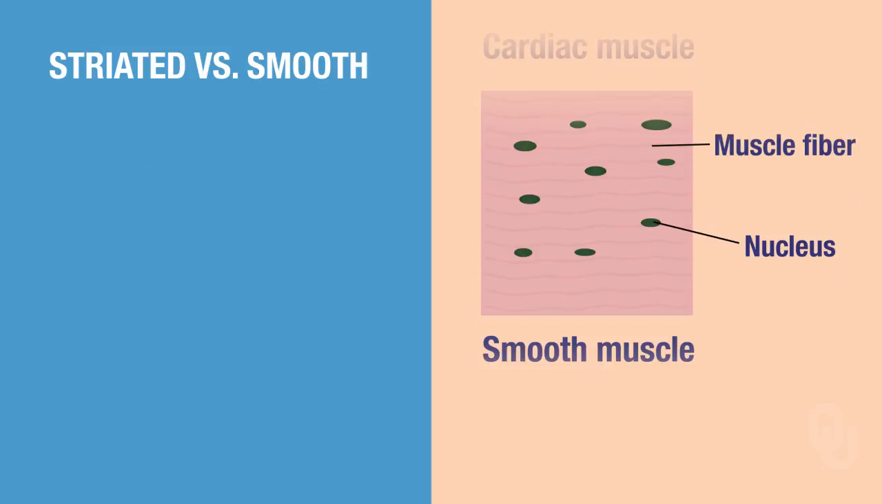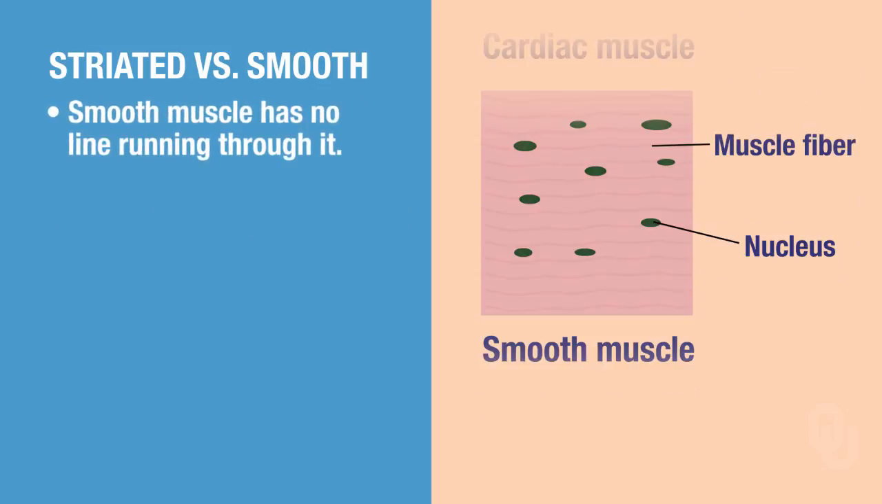And finally, here is smooth muscle. There are no lines running through it, meaning no striations. Hence, smooth muscle is not striated, and that's why we call it smooth.